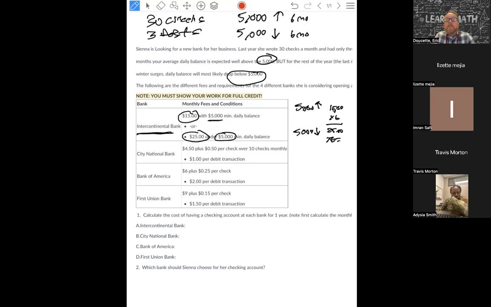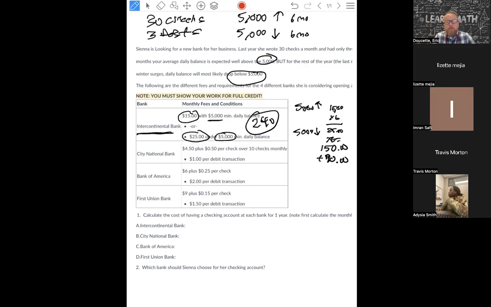I'll do it. So $25 times 6 equals 150. And then 6 times $15 equals 90. So we'll just add those two together: 150 plus 90. Oops, sorry. I didn't do the math in my head anyway. 240. So she's going to spend $240 a year for that account.